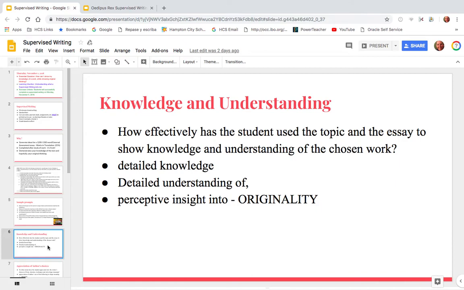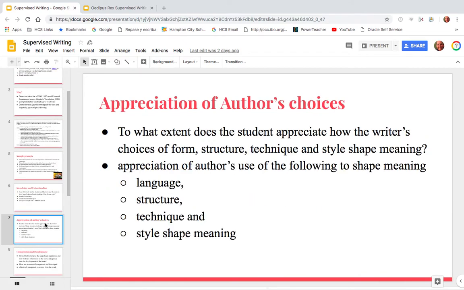and that's where we get the whole originality piece that we were talking about on Tuesday. Next is appreciation of authors' choices. To what extent do you show appreciation? This is how the author is writing, the form. Oedipus Rex is a drama. Are you talking about that? Are you talking about the structure, that it's in scenes or episodes and odes and parados and so forth, as well as the technique and style? Are they using monologues? Are they using metaphors? Are you appreciating all of this in the work that you're going to be doing?